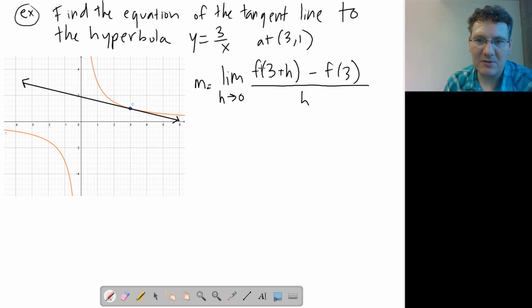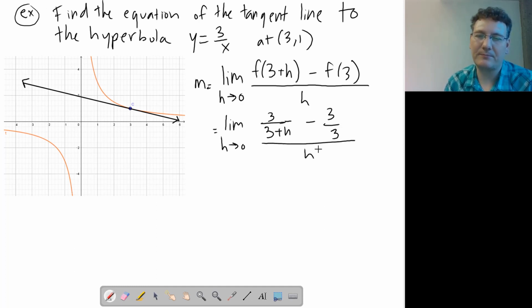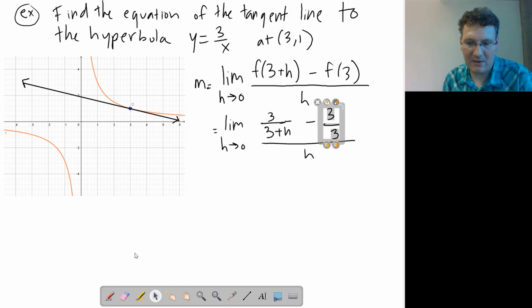And let's put this into perspective. Let's evaluate the function at those 2 points. So this is the limit as h goes to 0 of, f of 3 plus h is actually 3 over 3 plus h, and then minus f of 3, which is 3 over 3. And then we just have this h here. And when we write it like that, we can start to figure this thing out. We notice that 3 over 3 can be just replaced by the number 1. So that's exactly what I want to do. I'll put just a 1 there.